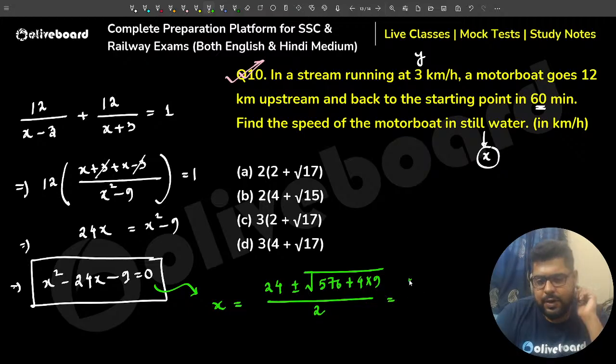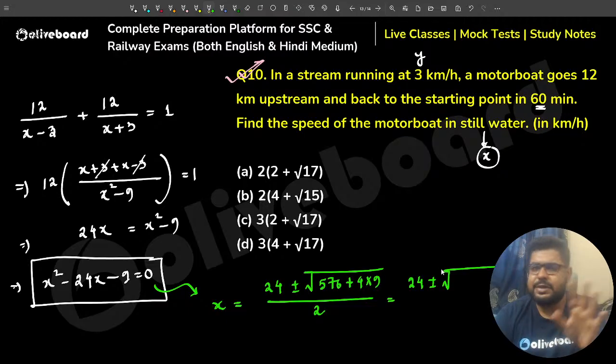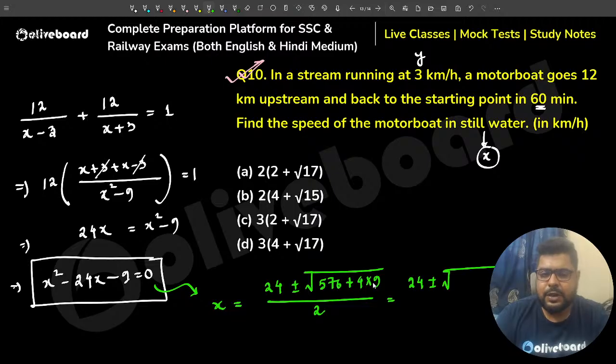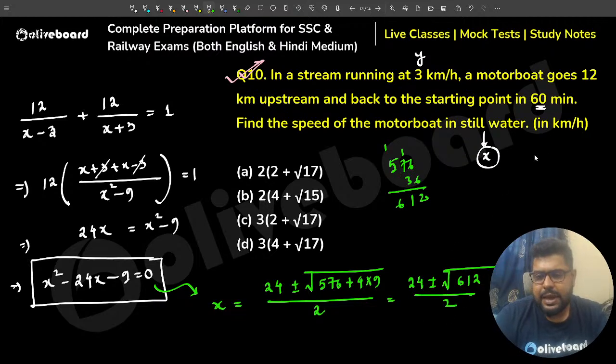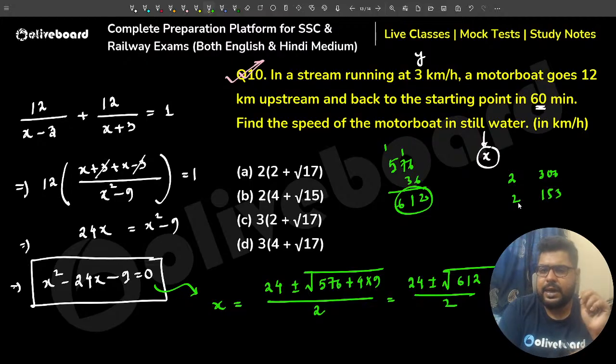So again, if you calculate, this is 24 plus minus root of. Again, it will not be minus, it will be plus only, because x cannot be negative, speed cannot be negative. So this is 576 plus 36, which is 612, divided by 2. Achha, 612 meaning is what? 2 if I do, it will be 306. 2 if I do, it will be 153. Right? 153, 17 into 9.